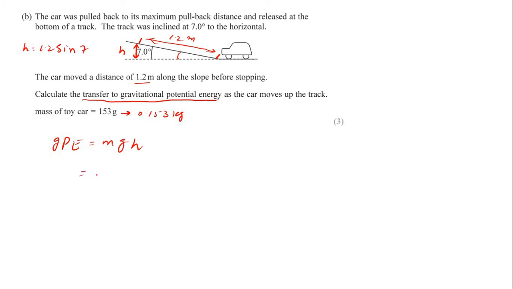So you say that 0.153 times 9.81 g, h is the height, which is 1.2 sine 7. You solve this, and the gravitational potential energy you can find is 0.219, or you round it off, 0.22 joule. This is gravitational potential energy.